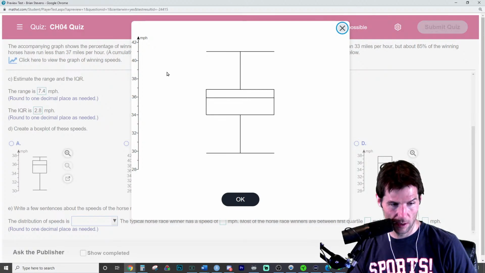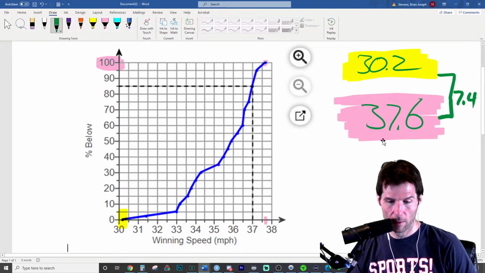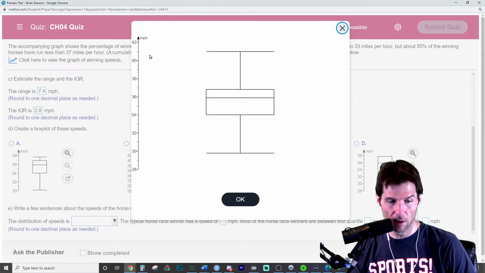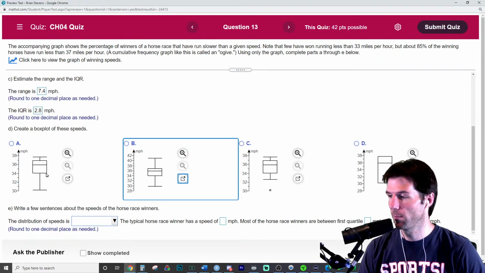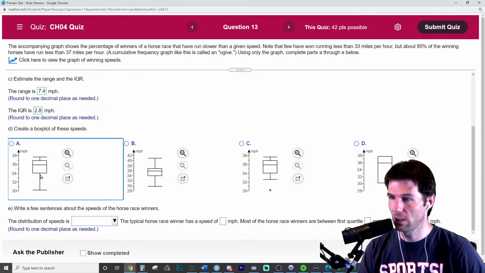That goes 36, and then the max on this one is where? The max in this one's in the 40s. Oh, remember the maximum was not as high as 40? Let's go look at our graphic. The maximum was 37.6. Okay, so this graphic's wrong right here because it goes above 37.6. The two we're picking between are this one, which has an outlier, and this one, which does not have an outlier. So does this make sense?